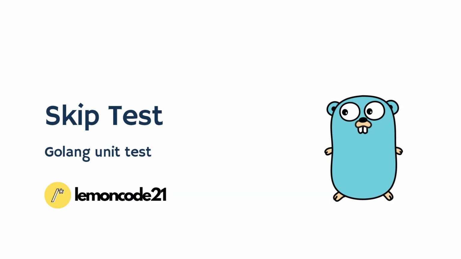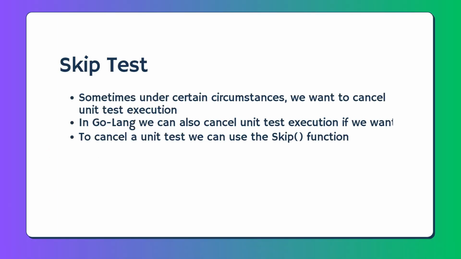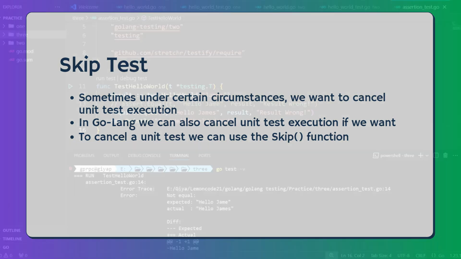Skip test. Sometimes, under certain circumstances, we want to cancel unit test execution. In Golang, we can also cancel unit test execution if we want. To cancel a unit test, we can use the skip function.